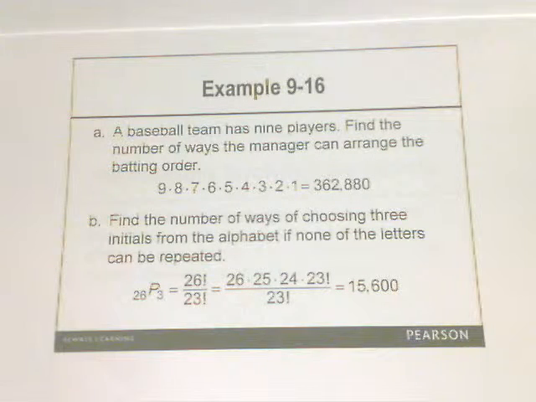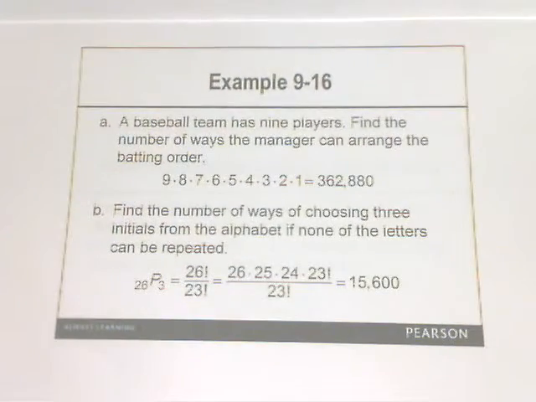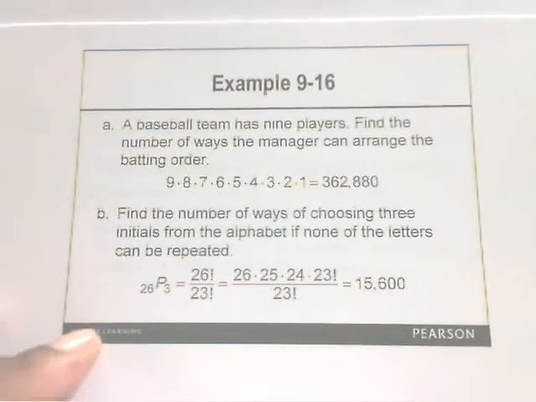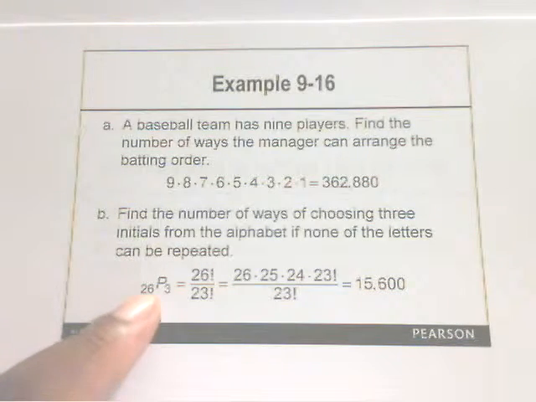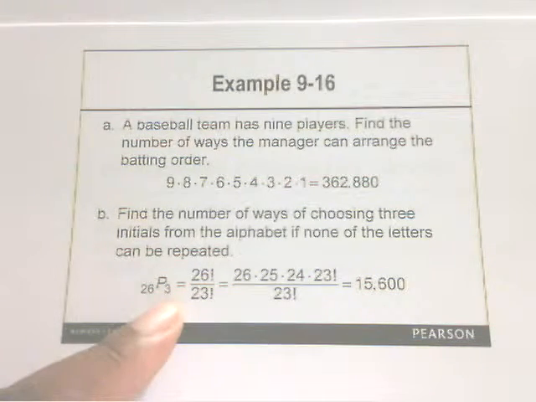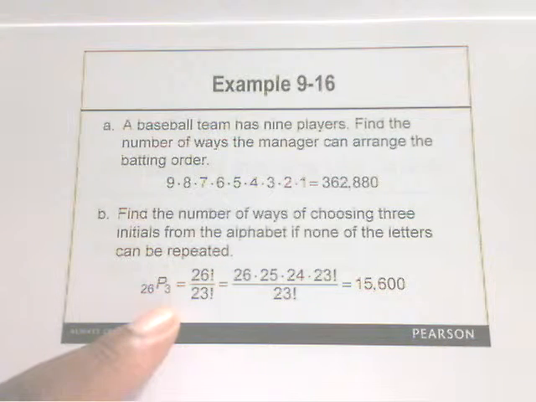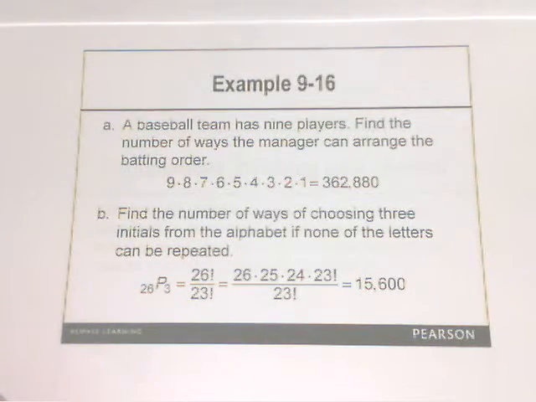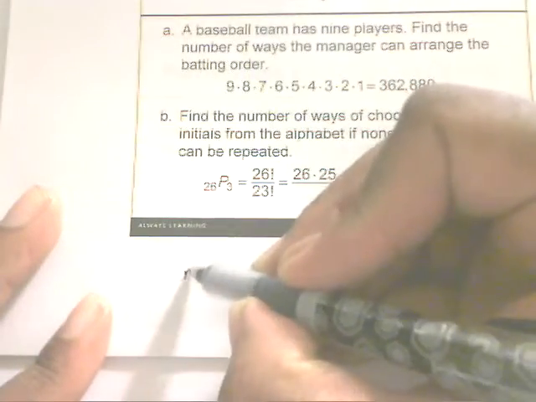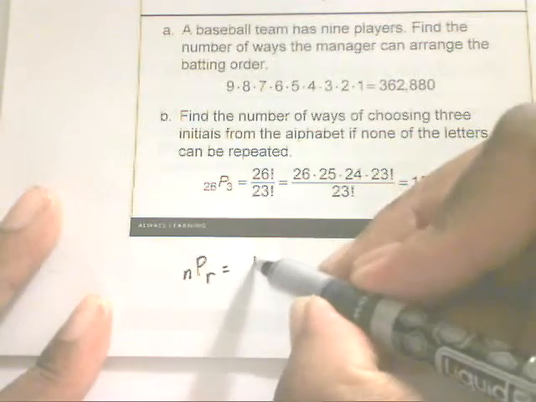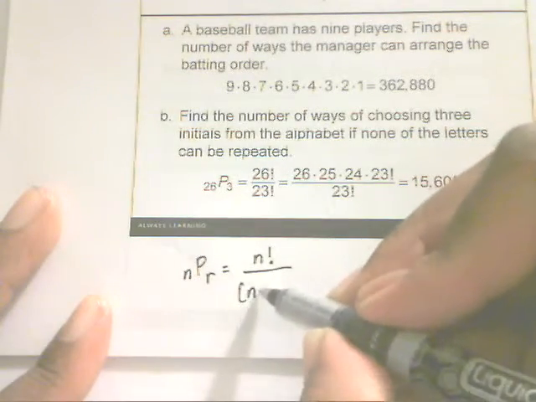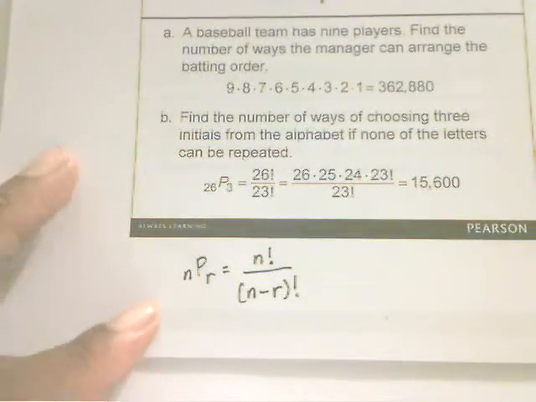Now in part B, you want to find the number of ways of choosing 3 initials from the alphabet if none of the letters can be repeated. Here, there are no repetitions, so that means we have to use a permutation type problem. So we set this up as 26P3. Your n is 26 and r is going to be 3. Here we use that formula, and I'll go ahead and rewrite that: nPr is n factorial divided by the quantity n minus r factorial.